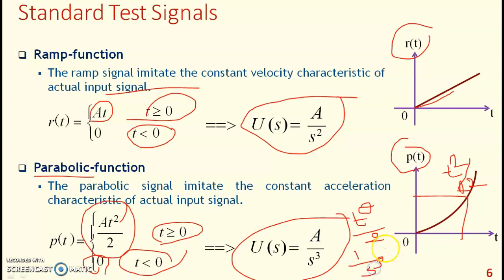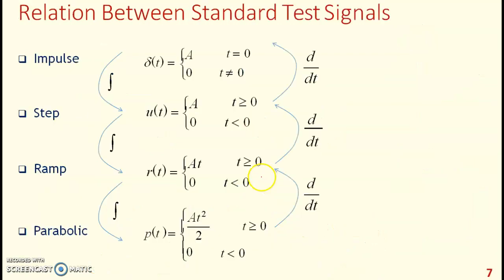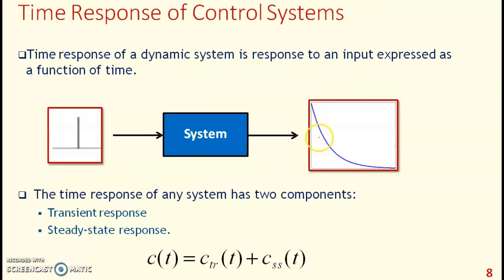Okay. The integral of t square is t cube by 3. The 1 by 2 you can keep as a constant. If you apply the Laplace to t square, this can be represented as 2 factorial divided by s cube, that is s to the power of n plus 1. So the signals and their corresponding functions are represented like this.